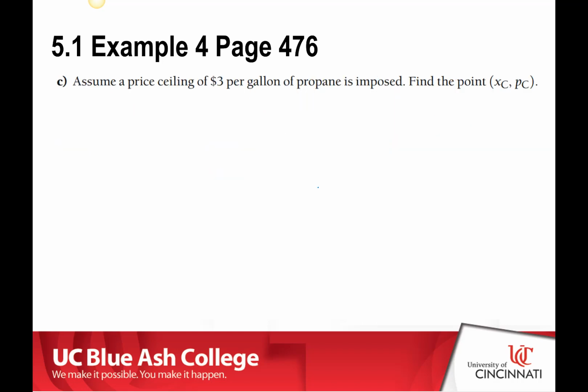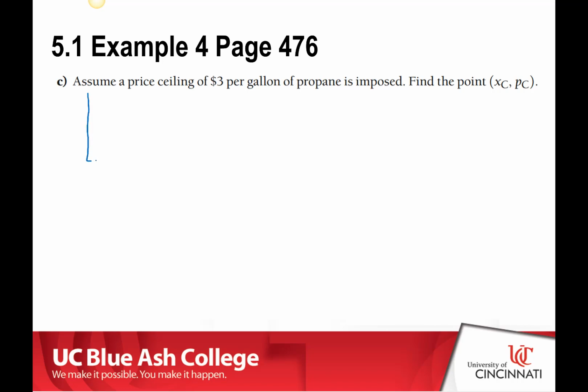Alright, assume a ceiling price of $3 per gallon of propane is imposed. What winds up happening is that whatever level of government decides that the customer shouldn't have to pay more than $3 a gallon. So it's a ceiling. That means the price can't go any higher than a given amount.